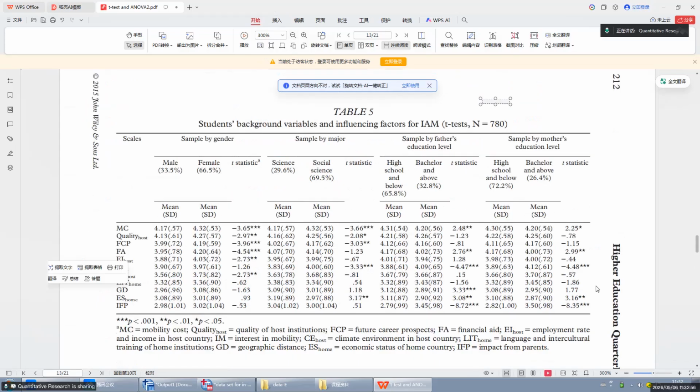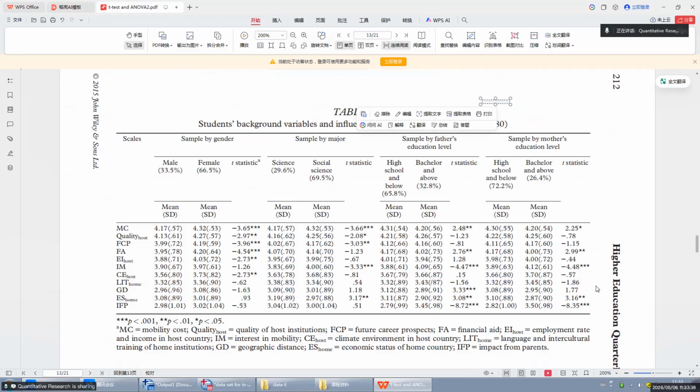You can check this table. This is an independent t-test. You can see gender, male, female, two groups. You can see major, natural science, social science, two groups. Father's education level, mother's education level, two groups. So there are a lot of independent t-tests.